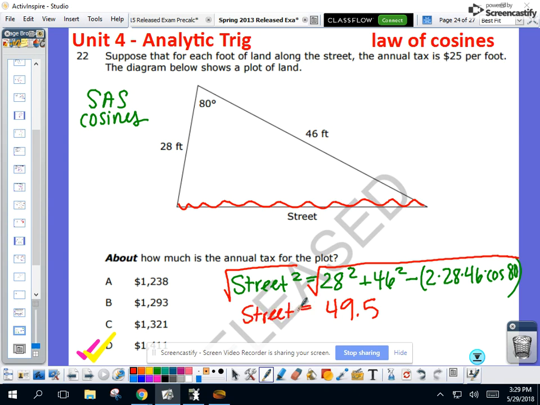But this question's asking how much tax I have to pay, so we need to multiply this by $25. When we multiply that by $25, we get about $1,238.11. So A would be the closest value to that.